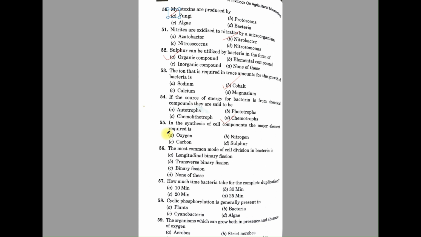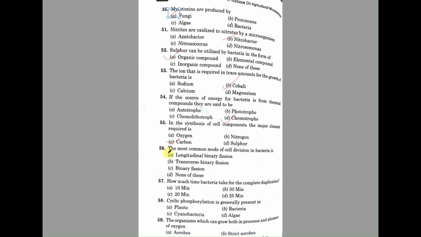Question number 55. In the synthesis of cell components, the major element required is A. Oxygen, B. Nitrogen, C. Carbon, and D. Sulfur. Again a very simple straightforward question and the correct option is option C, carbon. Carbon is the element which forms the majority of the biomolecules.